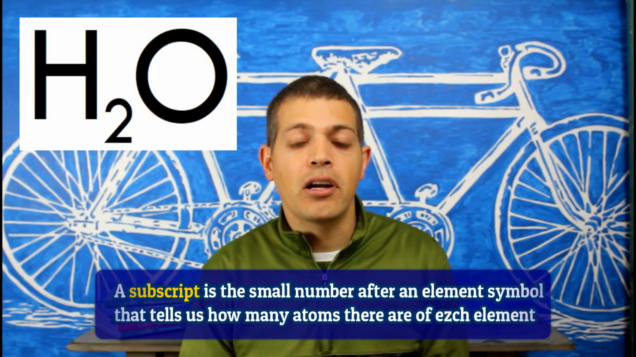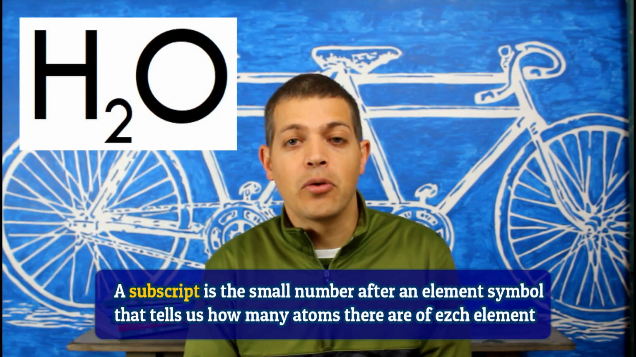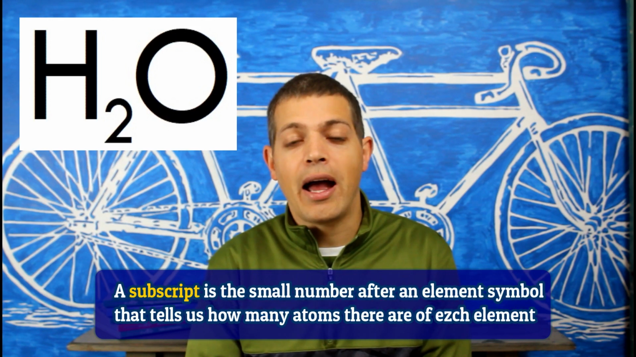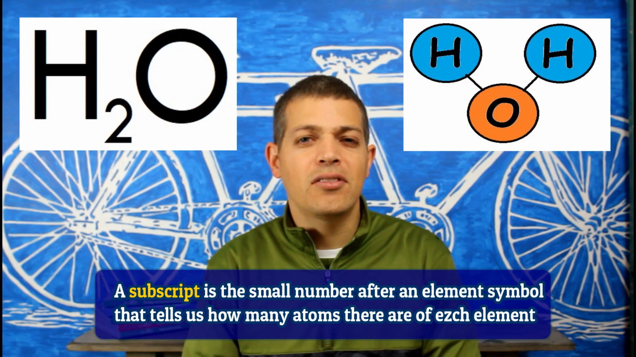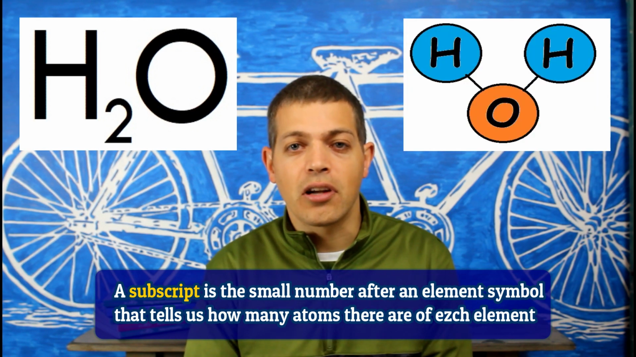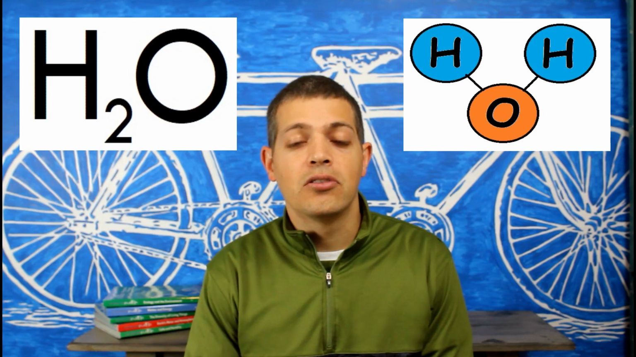So if it's after an element, it tells us how many of the element we have. In this case, we have 2 atoms of hydrogen, and you don't see any subscripts after the oxygen. And why? Because there's only 1. So if you see nothing written there, we assume that there's 1 there. So 2 parts hydrogen, 1 part oxygen.